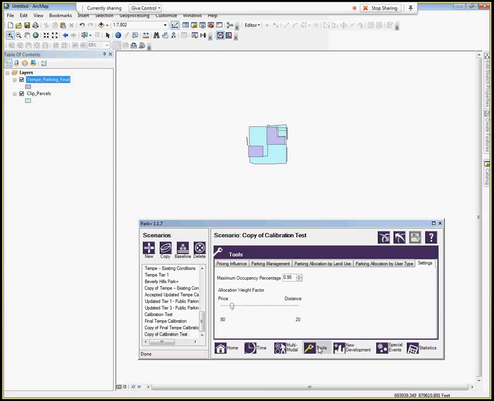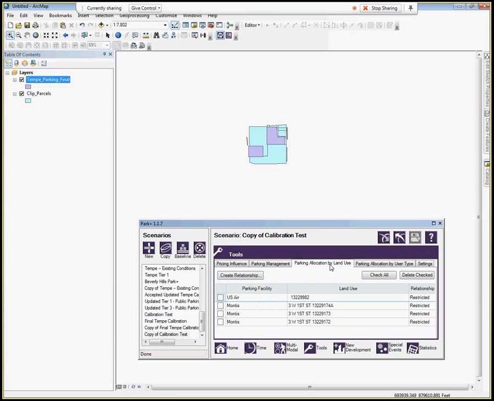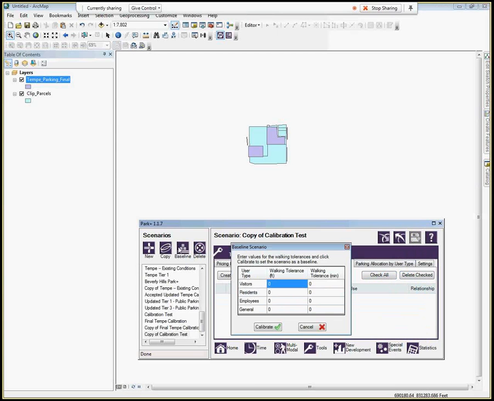Our third piece of information is we can go in and set our weighting factor and our occupancy percentage. And so I'm going to set those at the default levels of 85% and 50-50. And then the last thing we would do is go in and set up parking relationships. And I'm going to take these off because I want you to see what happens without them in when we calibrate this model. So everything's saved. All of my settings are set up. So we would just go in like we've done before and go to calibrate.